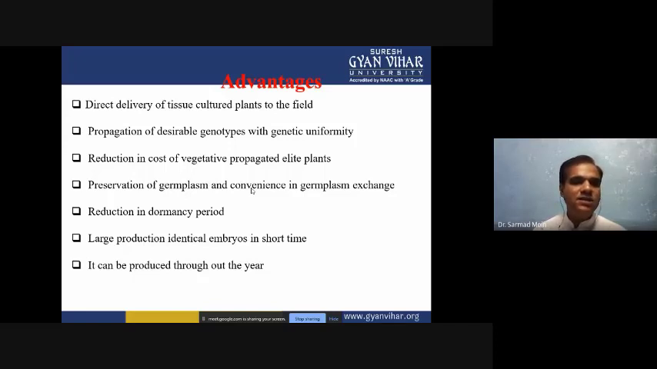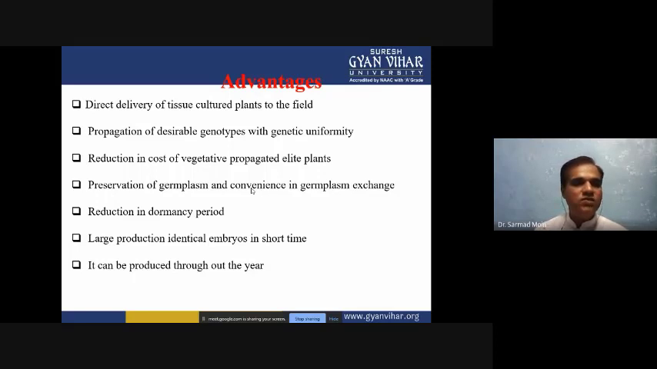Then, reduction in cost of vegetatively propagated elite plants. When we are propagating elite types of plants, it is very hard to propagate them vegetatively, since they have some natural barrier. So when we are propagating using the somatic embryos and culturing these somatic embryos, they can produce a large number of plantlets. So we can store using the synthetic seed, and whenever we have a requirement, we can propagate as many elite plants as required.